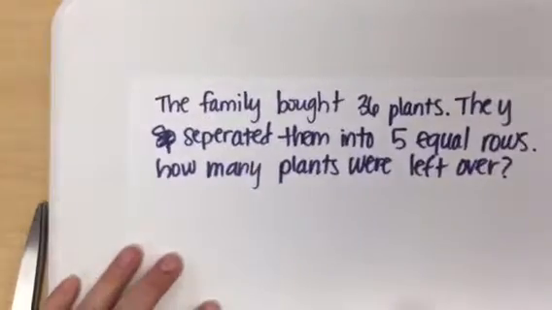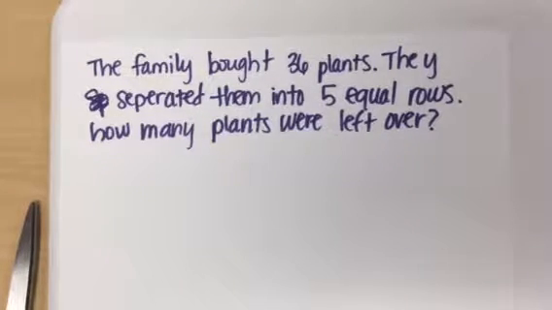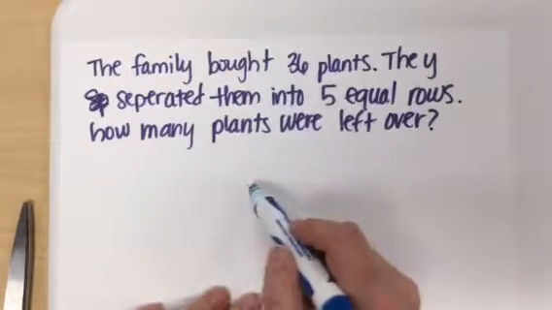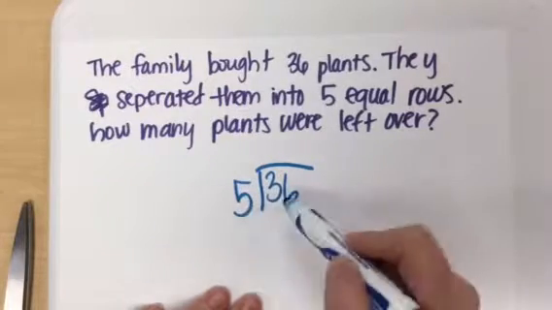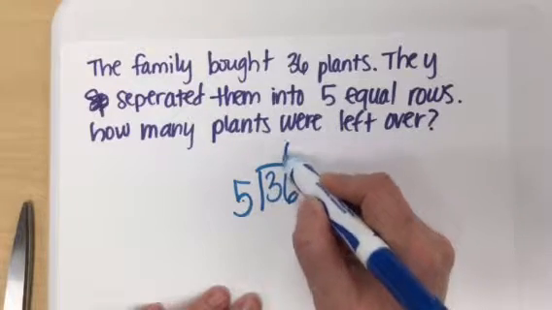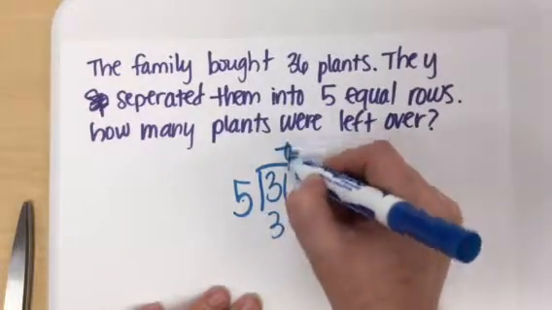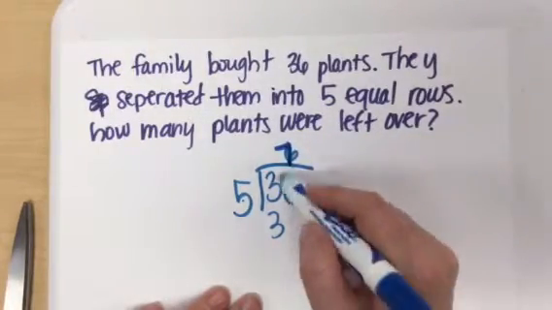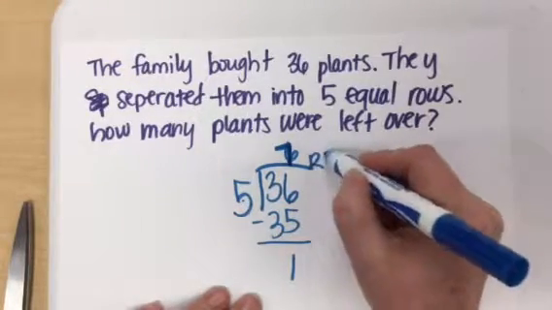Next, I have a handwritten one here. The family bought 36 plants. They separate them into 5 equal rows. How many plants were left over? So 36 plants, 5 equal rows. Let's see, 5 into 36. I know it can go 6 times because 5 times 6 is, oh wait, that's wrong. 7 times, oops. My math is slipping. 5 times 7 is 35. 6 minus 5 is 1. We have a remainder of 1.